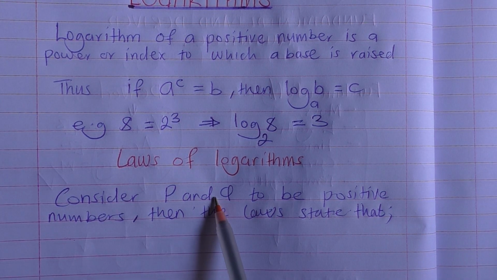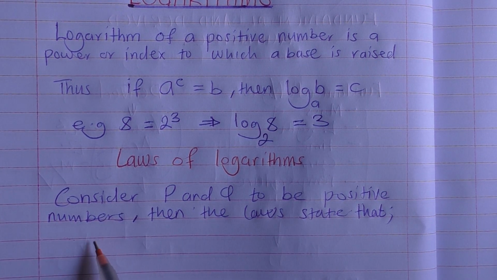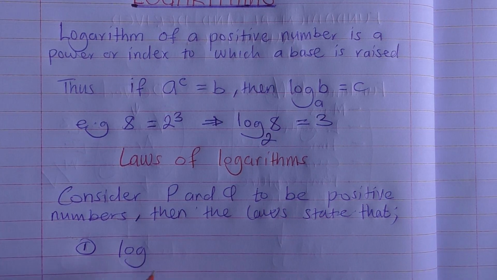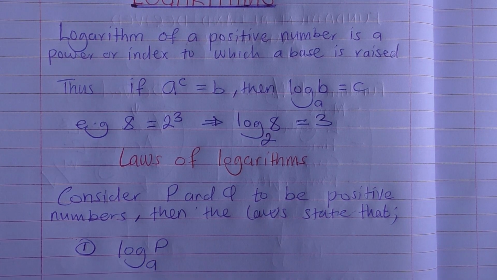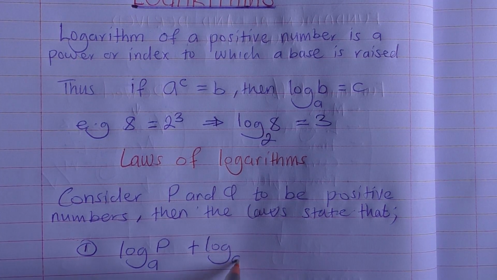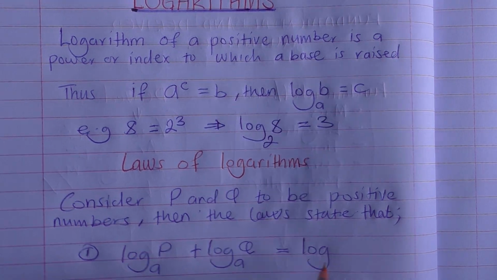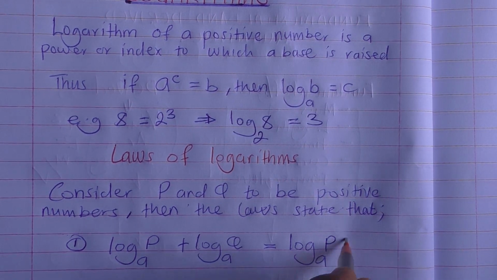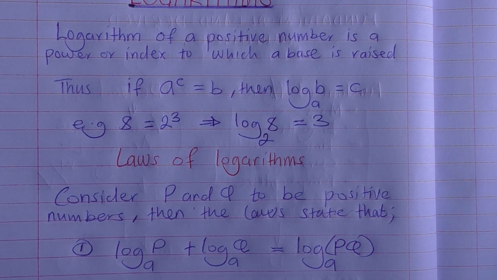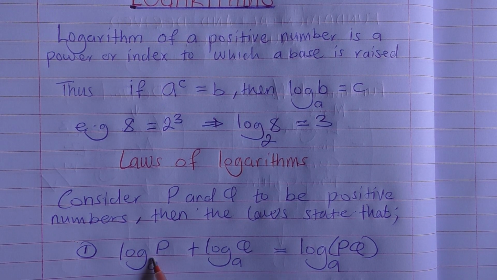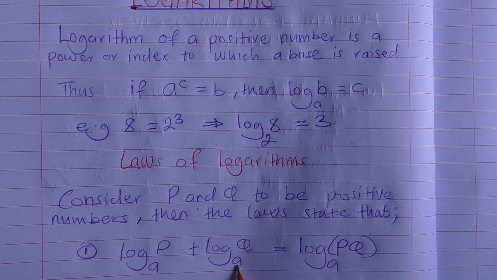if P and Q are positive numbers, then law number 1 states that the log of a power p plus log of a power q is equal to log of a power p q. And therefore, we note that when we are adding logarithms having the same bases, we just multiply the powers.